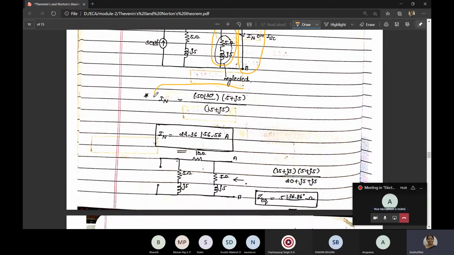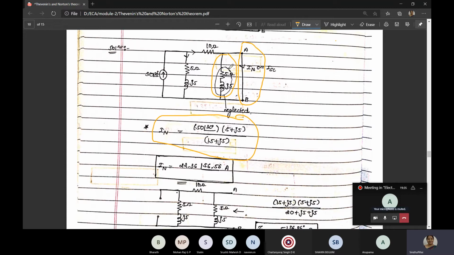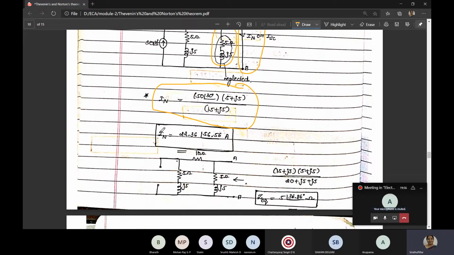So this is important. What we have written is that the branch current is equal to the main current into the resistance of the opposite branch, divided by the sum of resistances. We want the current in AB, which is IN. IN is equal to the main current, 50 at an angle 30, into the resistance of the opposite branch, 5 plus J5, divided by the sum of resistances, where 10 plus 5 should be added. So we'll get IN. Getting it? So we got the short circuit current IN.